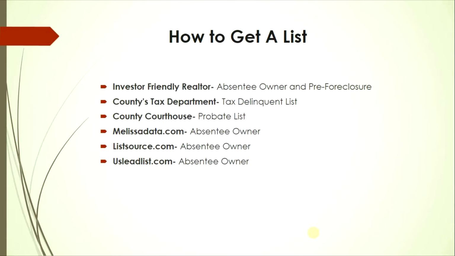Okay, guys, and these are different ways you can get each one of the lists. An investor-friendly realtor can give you an absentee owner or a pre-foreclosure list. Your county's tax department can give you a tax delinquent list. The county courthouse can give you a probate list. And Melissa Data, which I use myself, melissadata.com, you can get an absentee owner list.